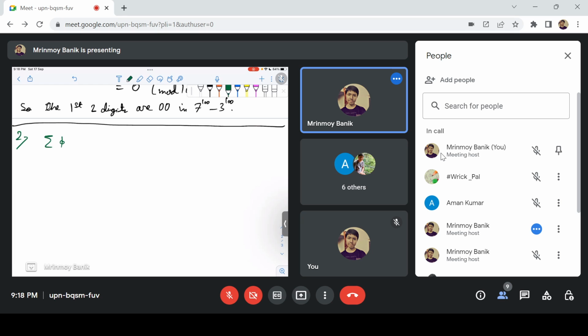Sum over phi d, we have to show this. So let's start with an example. If n is some prime number, like say 7, then the divisors of 7, let's call that set S. So S is the set of divisors of 7. In this case, S is {1, 7}.